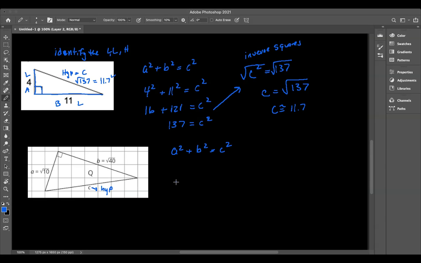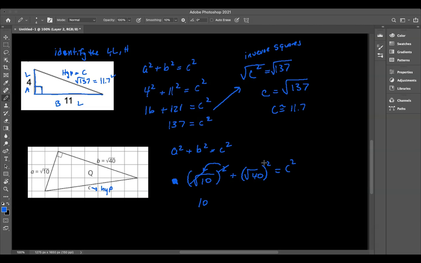So first thing we have A. So let's put that on the side. So square root 10 squared plus square root 40 squared equals C squared. Okay, so let's think about it here. So we have square root 10 squared. If you distribute your square root and square it, that means they would eliminate each other. So they would cancel. This would cancel and this would cancel, and you end up with just a whole number 10.